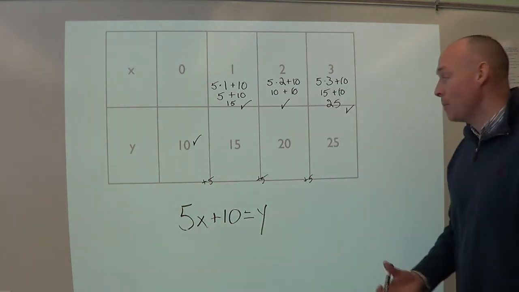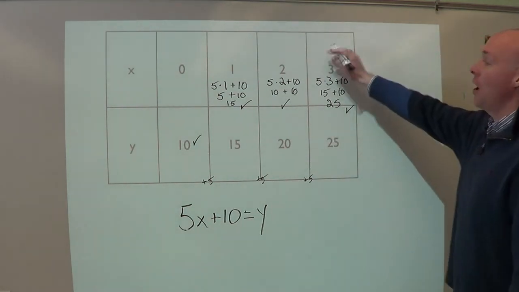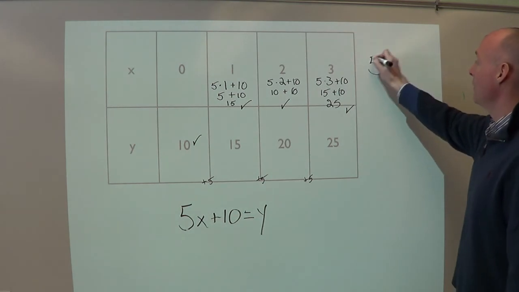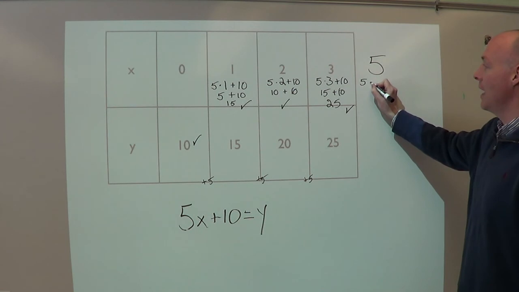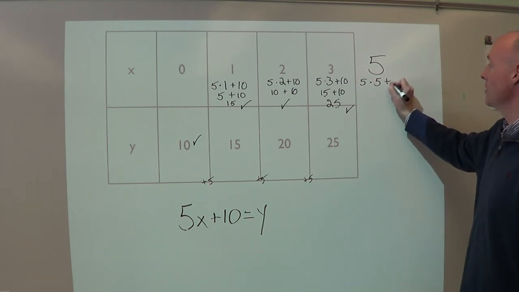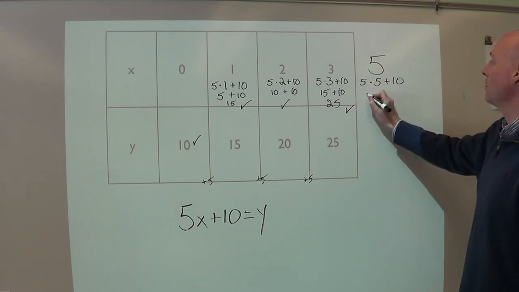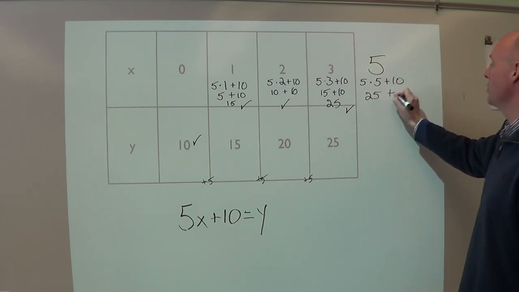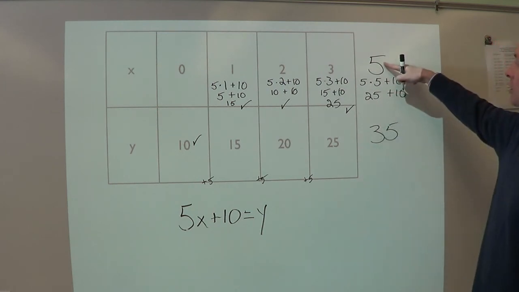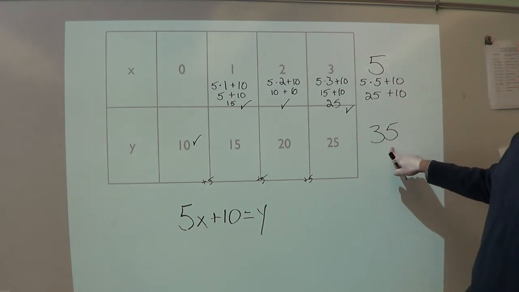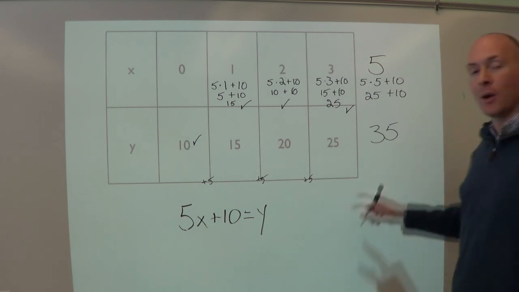We can continue this pattern on and say if our x is 5, we would just say 5 times 5 plus 10. 5 times 5 is 25 plus 10, and that would be 35. So our x would be 5, our y would be 35. Okay?